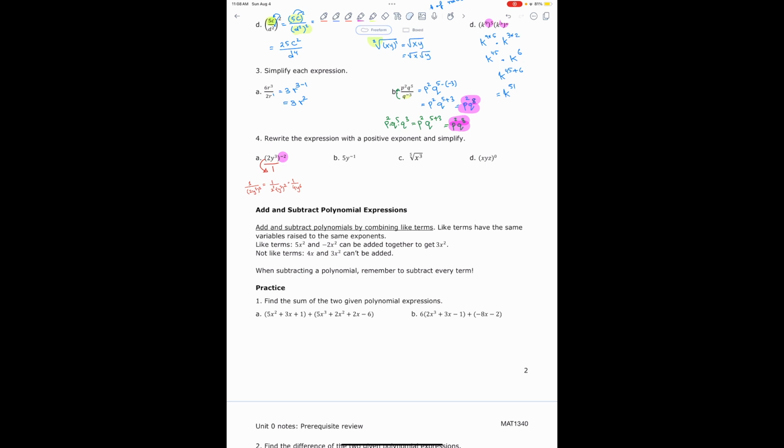Now, b, I have 5y to the -1. So the -1 is just affecting the y, it's not affecting the 5, which means the 5 is going to remain in the numerator. Again, the denominator here is 1. There is no point in bringing the 5 down because it doesn't have a negative power. So I will just bring the y down. The 5 remains up, so it's going to be 5 over y, and that is the simplest form.